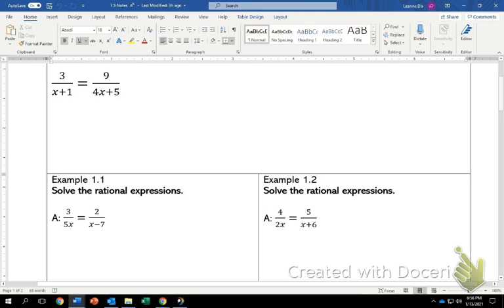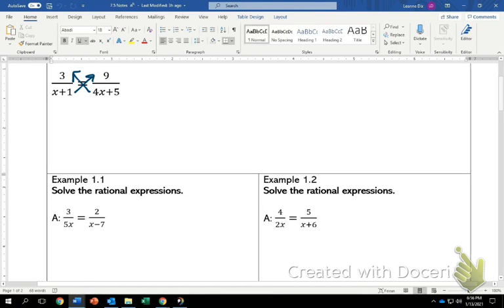There's a couple of methods that we can use, but really if you have two fractions set to each other with an equal sign, then we are actually able to do a shortcut, which is very nice. And that shortcut is something we've already learned, and it's called cross multiplication.